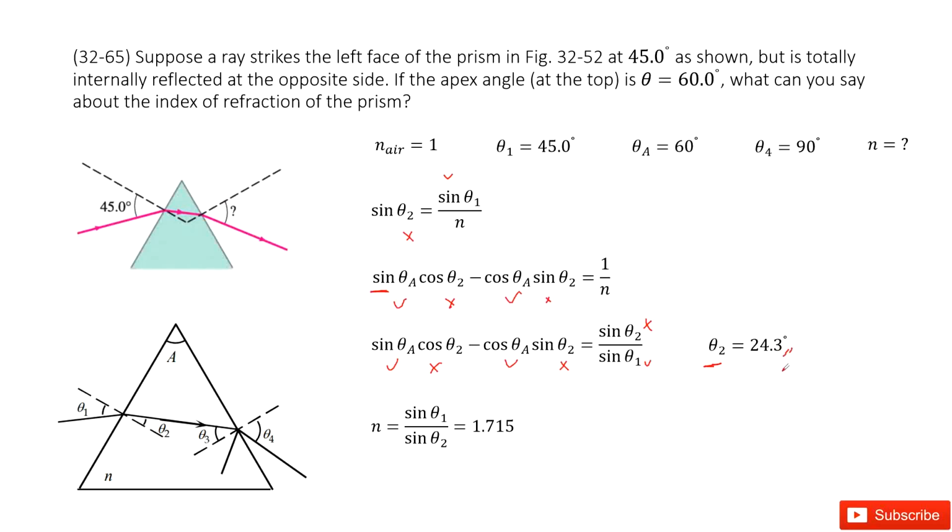Now you can see theta 2 is given. Can you find n? Yes. The n is just sin theta 1 divided by sin theta 2. Input theta 1 and theta 2, and you get the final answer there.